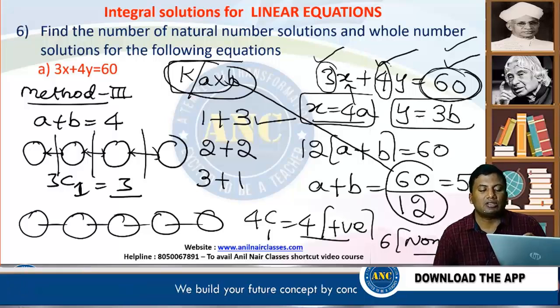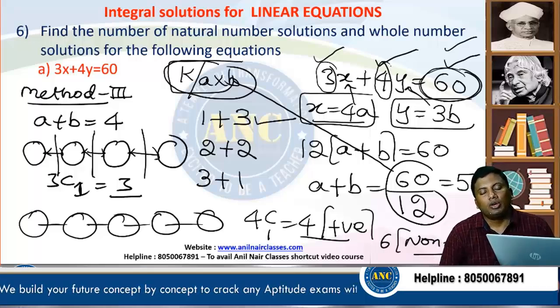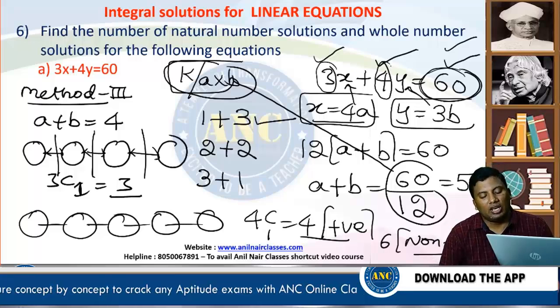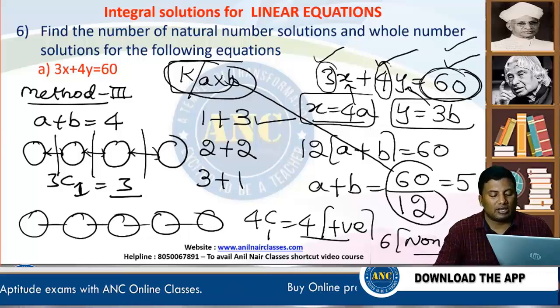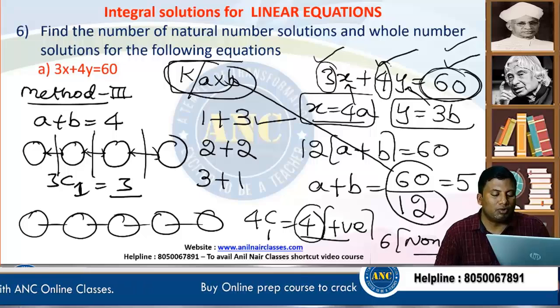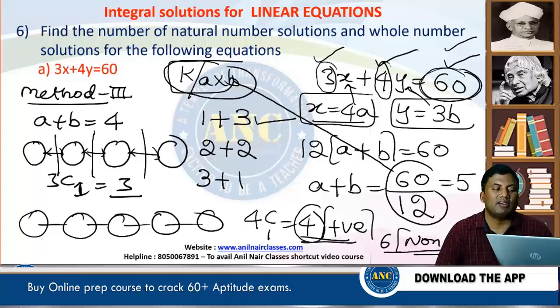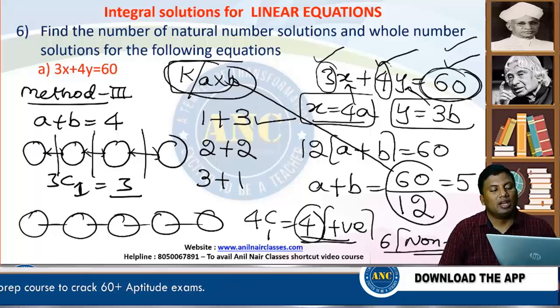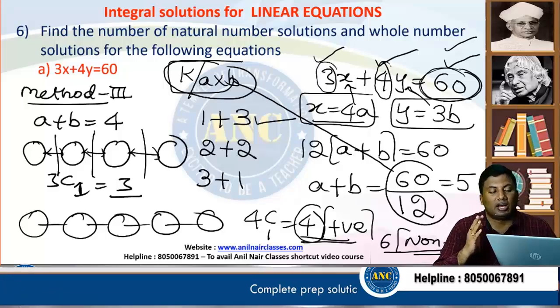Instead of x it is 4a. Instead of y it is 3b. 12(a + b) is 60. a + b is 5. If 5 gaps are there, there are 4 spaces in between. 4C1 is 4. 4 positive. For x ≥ 0, y ≥ 0, 2 more cases I will add. So 6 will be non-negative. I hope the first problem, method 1, method 2 and method 3 are crystal clear.